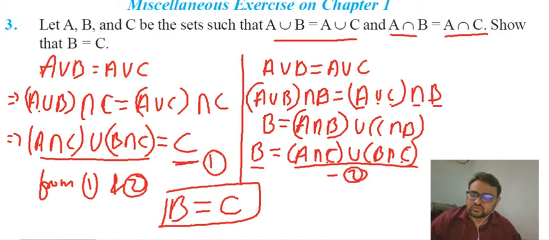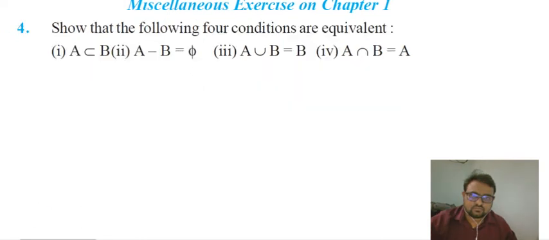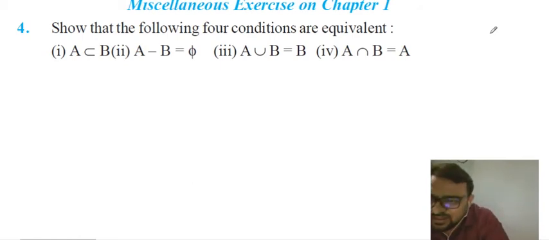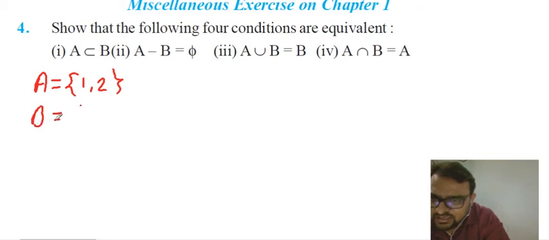Now let's move to the next one. Question number 4 asks: show that the following 4 conditions are equivalent. First is A subset of B. So let's take an example: set A as 1, 2, and set B as 1, 2, 3. All the elements of A are in B.